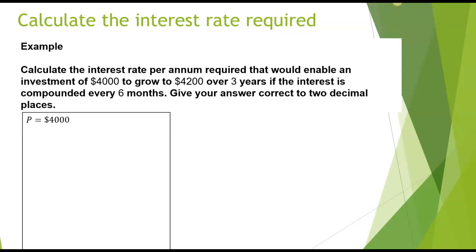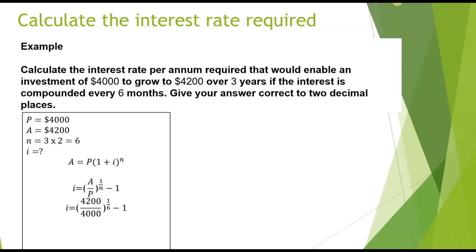So our present value or principal is $4,000. Our future value is $4,200. Our number of compounding periods is 3 times 2 is 6. And we need to find out what the interest rate is. So we write down our compound interest formula. We rearrange it to make I the subject. Substitute in to the formula.